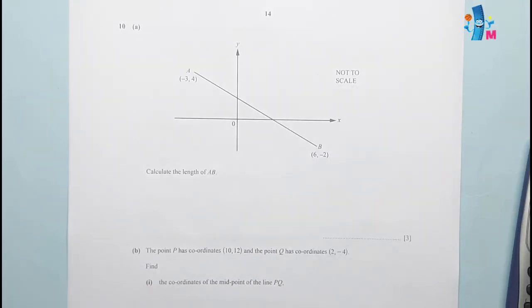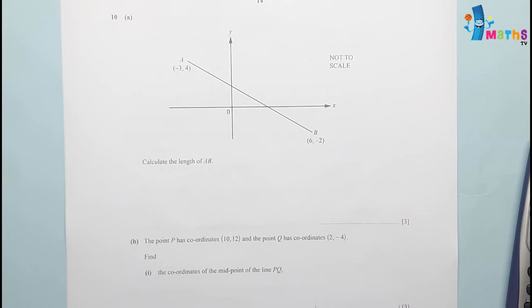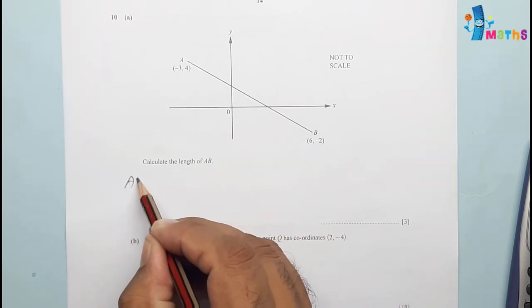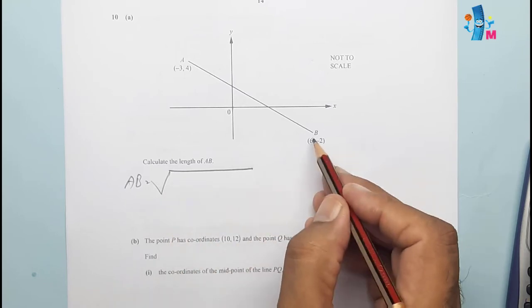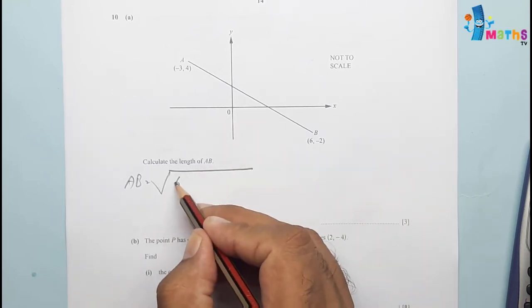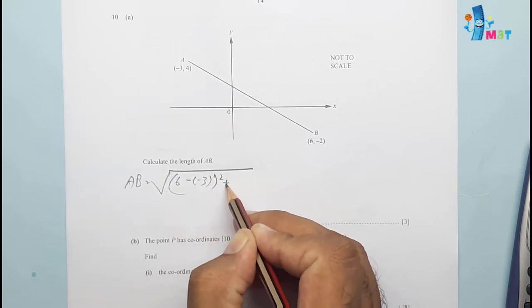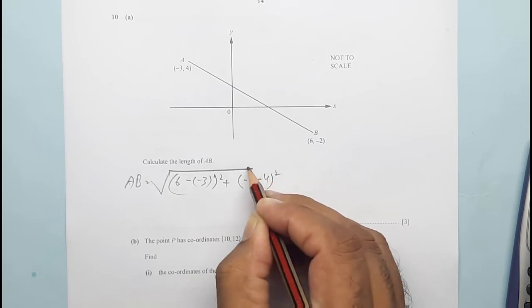Now question number 10. This diagram is given. Calculate the length of AB. AB length we have to calculate. A point is given, B point is given. So for AB length, we will apply the length formula, which is the square root of x2 minus x1, 6 minus 3 whole square, plus y2 minus y1, which is minus 2 minus 4 whole square.